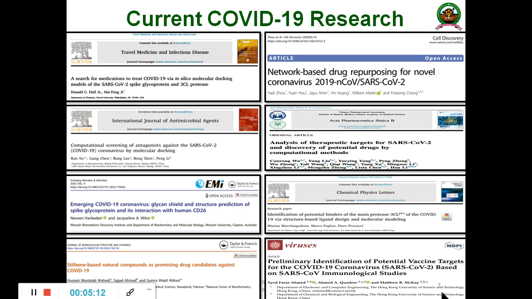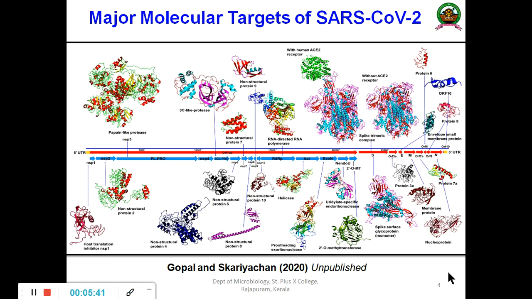The scientific community obviously knows that computer-aided drug discovery and identification of potential molecular drug targets are among the most important aspects to combat COVID-19, that is, to find novel drugs against COVID-19. So what we are going to see here is that all the scientific community, whatever I have shown in the previous slide, have worked on certain structures.